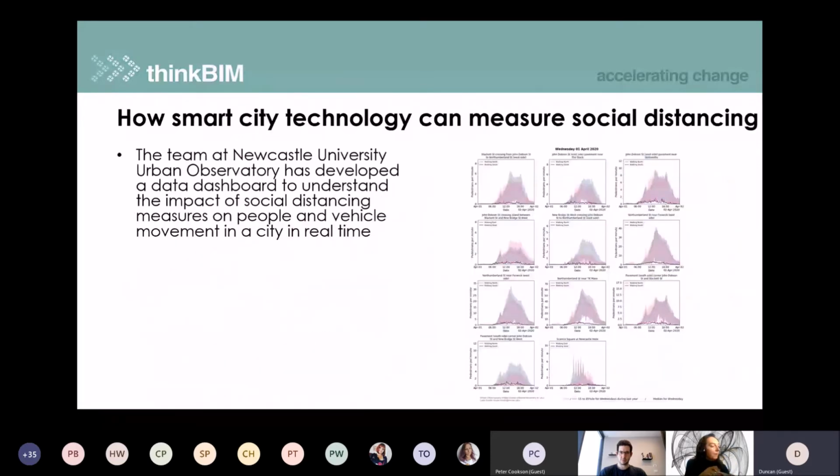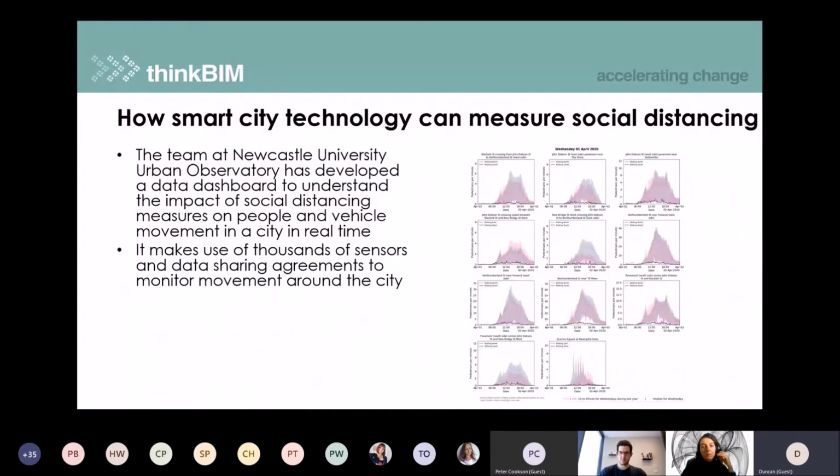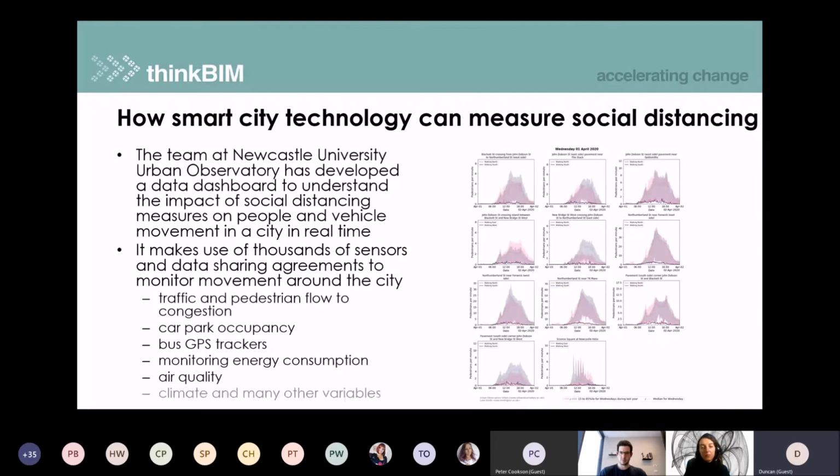Also, another AI example that we've seen recently is Newcastle using a whole suite of sensors that they had around the city already. They have started to look at various data sets to understand actually how social distancing was or wasn't being successful in Newcastle. This work started a couple of months ago, and it's obviously helped to inform the city as to how to deal with the COVID crisis that we're currently going through.